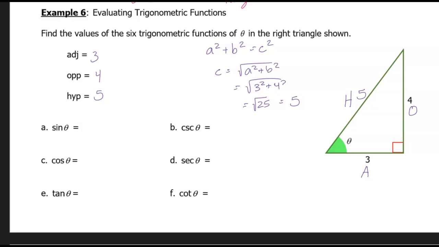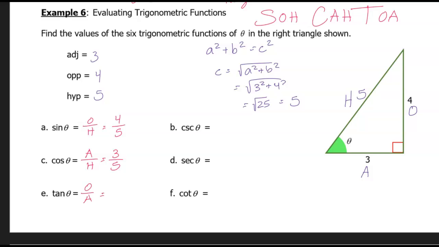How do we create the sine ratio? What goes over what? Right. Sine is opposite over hypotenuse. Cosine is adjacent over hypotenuse. And tangent is opposite over adjacent. So SOH CAH TOA. So sine is opposite over hypotenuse. Opposite is 4, hypotenuse is 5. What about cosine? Adjacent over hypotenuse, so what is it? 3 over 5. And tangent is what? 4 over 3. Yes. O over A. 4 over 3.